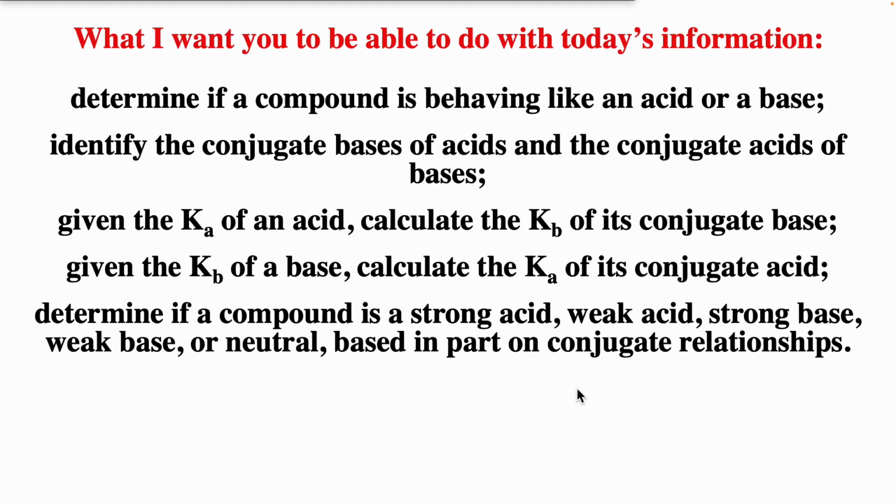After watching this video, you should be able to determine if a compound is behaving like an acid or a base. You should be able to identify the conjugate bases of acids and the conjugate acids of bases. Given the Ka of an acid, you should be able to calculate the Kb of its conjugate base. Given the Kb of the base, you should be able to calculate the Ka of its conjugate acid. And you should be able to determine if a compound is a strong acid, strong base, weak base, or neutral, based in part on conjugate relationships.